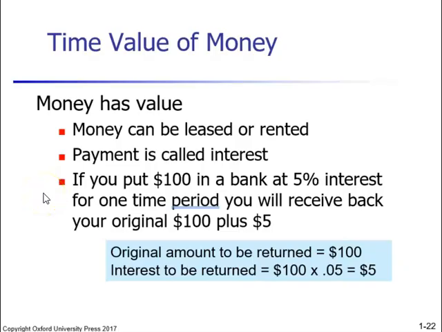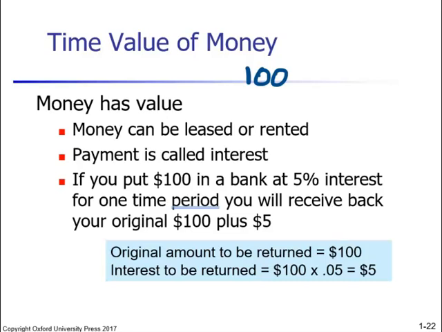Now let's go with an example. If you put $100 in a bank, the bank is renting money from you, $100 at 5% interest for one time period. It can be 1 month, it can be 1 year, it can be 1 quarter, anything. But we know that they pay you 5% at the end of one time period. How much will you receive back?